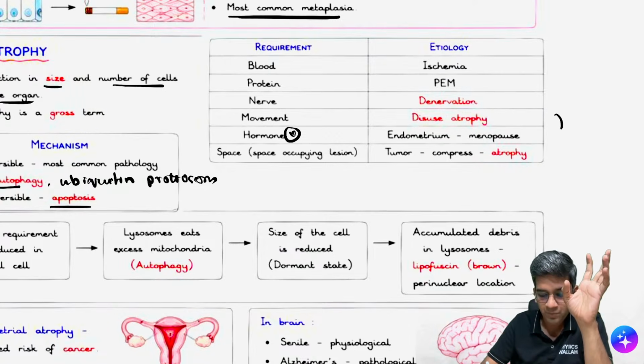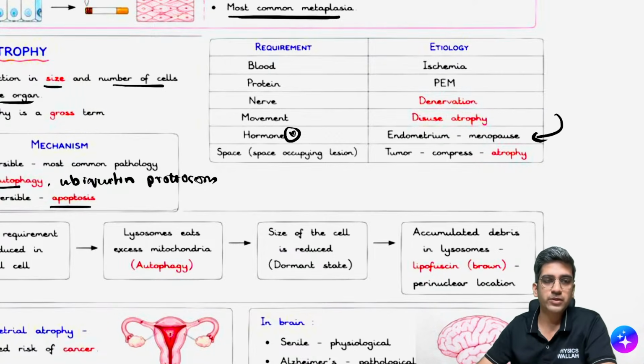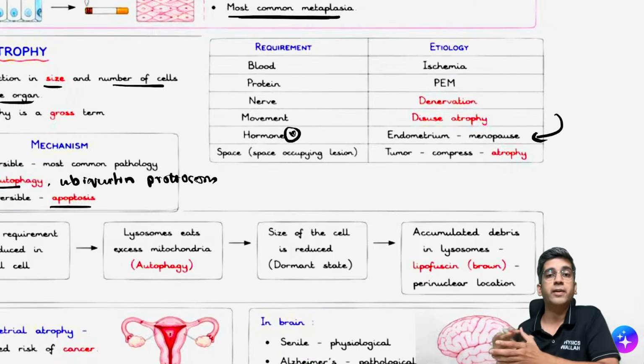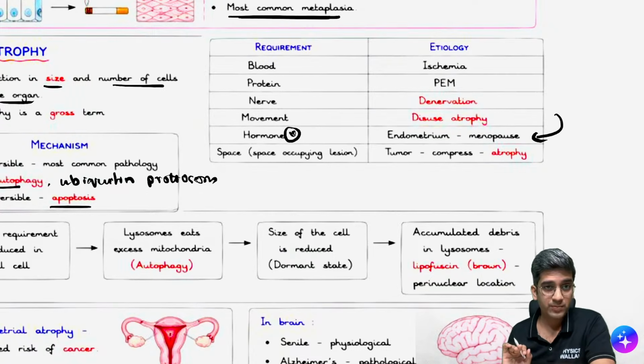Can anyone tell me whether this is reversible or irreversible? What do you guys think? Reversible or irreversible? It is definitely irreversible. Even hormone replacement therapy will not make menstruation miraculously come to a person who has undergone menopause, right? It's an irreversible change by default, right?